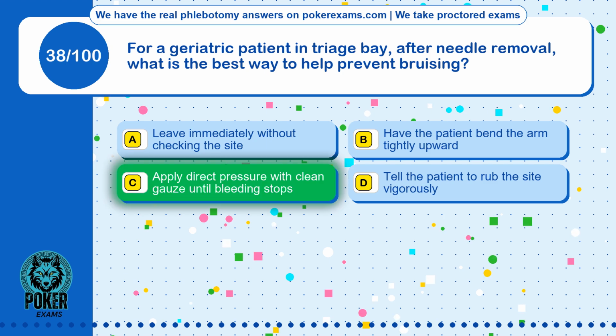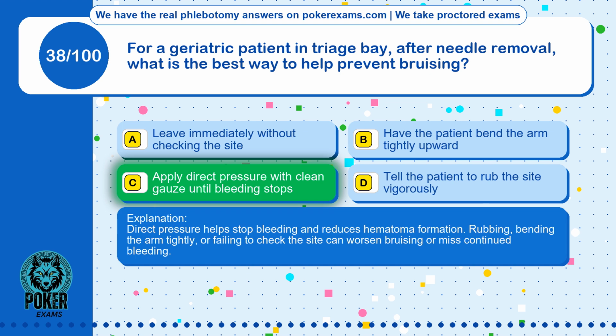The correct answer is option C. Apply direct pressure with clean gauze until bleeding stops. Direct pressure helps stop bleeding and reduces hematoma formation. Rubbing, bending the arm tightly, or failing to check the site can worsen bruising or miss continued bleeding.